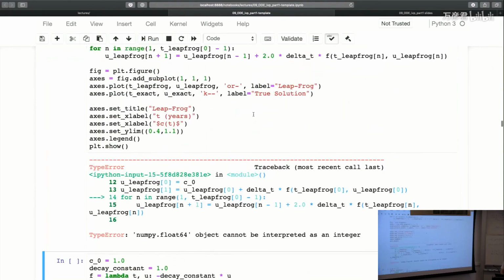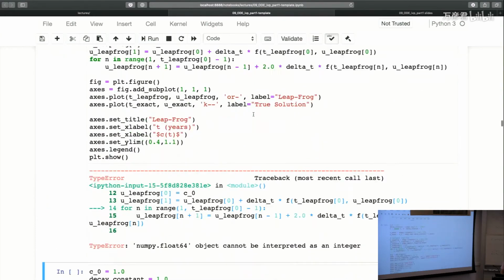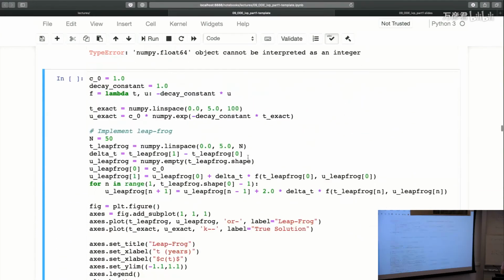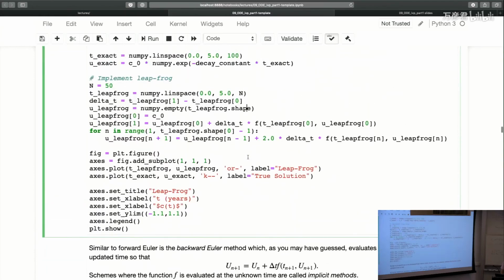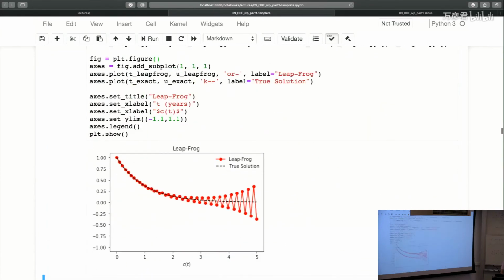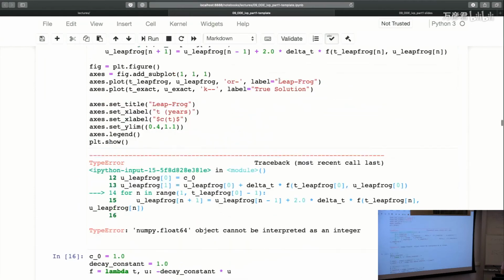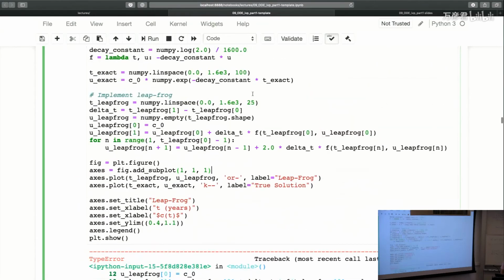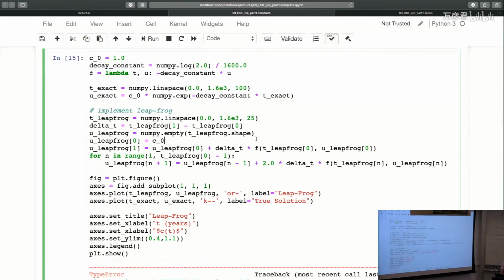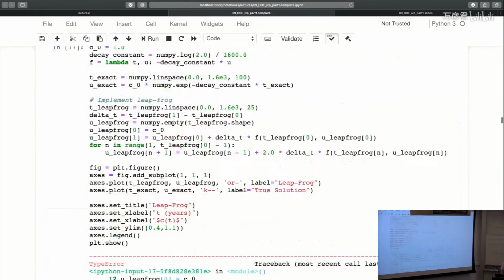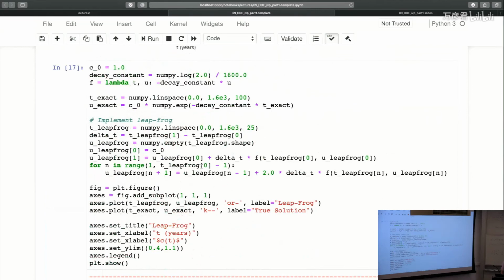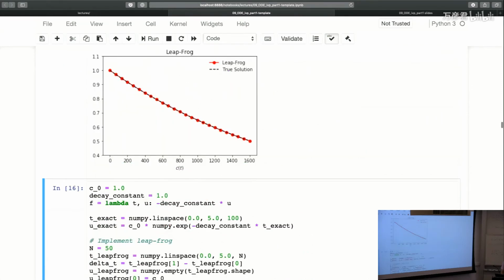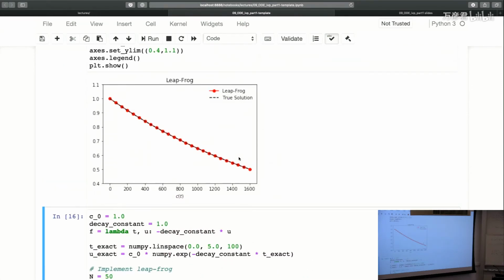Nope. What did I do? Oops. Wait, what? No, I just accidentally... Wait, I'm very confused. Oh, it is this one. I see what you're saying. The dot shape. Oh, yes. Thanks. I was confusing myself. Okay.